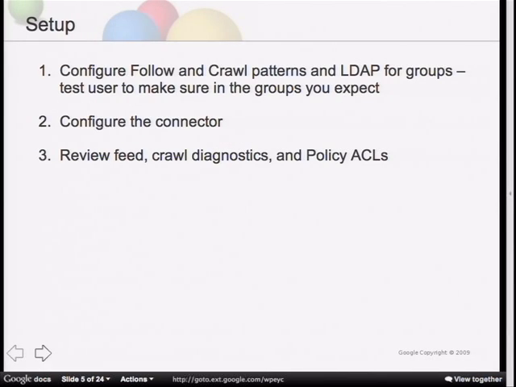So how do we set it up? Well, you configure your follow and crawl pattern. Because we're using a content feed, we don't issue a start pattern on the GSA, but we will when we configure the connector. We'll tell the connector where to start. Configure LDAP for groups and run a test user to make sure the groups you expect are coming back. Then configure the connector, which is just entering in a couple of patterns and crawl credentials, and review your feeds and crawl diagnostics and policy ACLs.